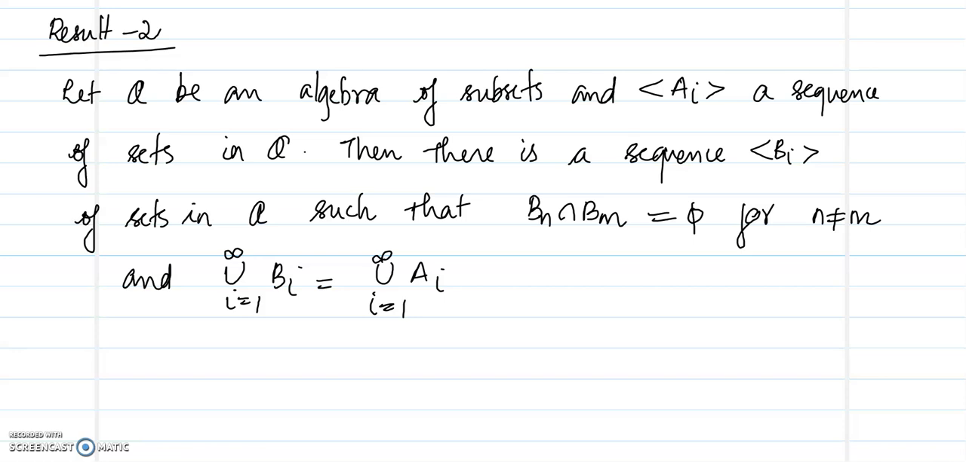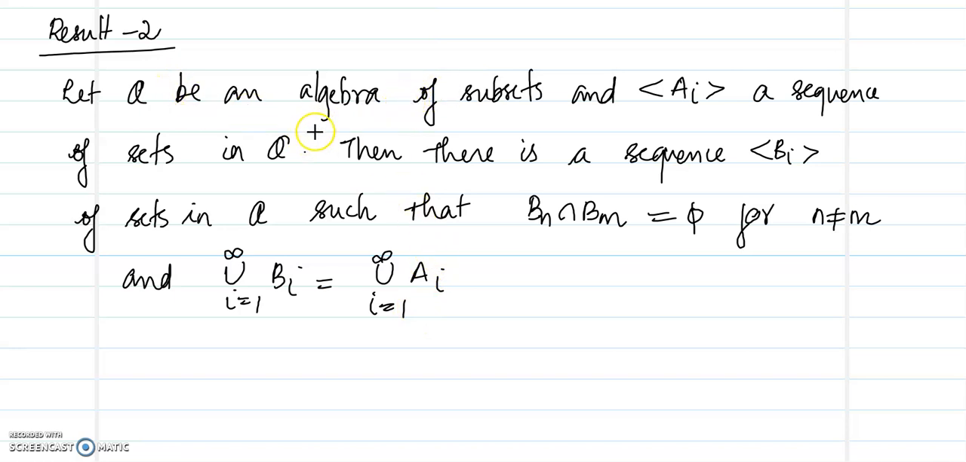Morning. Also in last class we were looking at this result. Let script A be an algebra of subsets and sequence A_i be a sequence of sets in script A. Then we need to show that there is a sequence B_i of sets in script A such that B_n intersection B_m is equal to phi for n not equal to m, and when you take the union from i equal to 1 to infinity B_i, that is the same as the union i equal to 1 to infinity A_i.